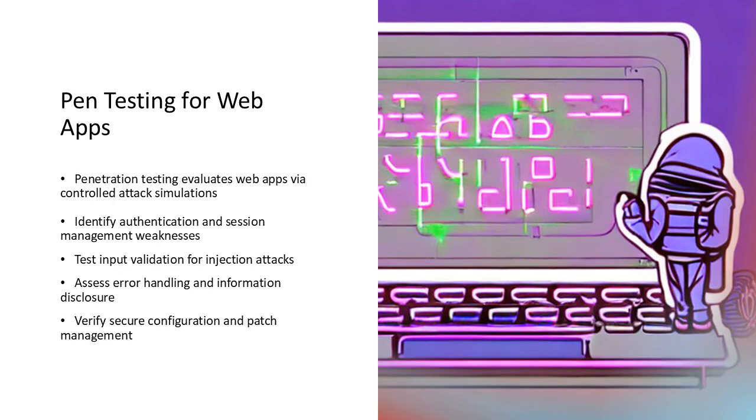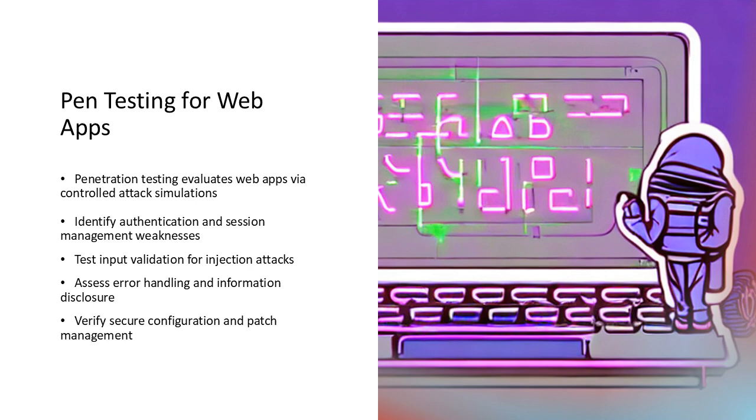Pen testing for web apps. Penetration testing evaluates web apps via controlled attack simulations. Identify authentication and session management weaknesses. Test input validation for injection attacks. Assess error handling and information disclosure. Verify secure configuration and patch management. Here's a simple explanation with a real-world example. Pen testing for web apps.